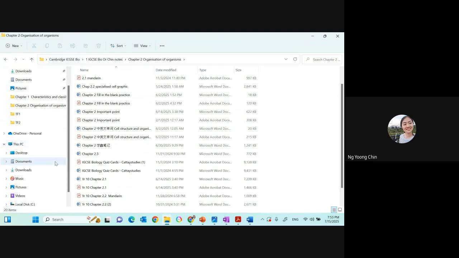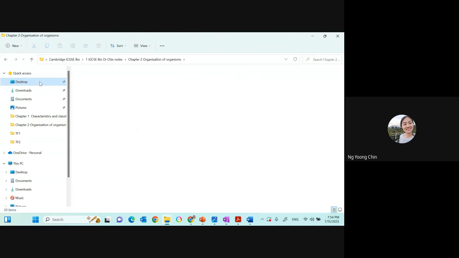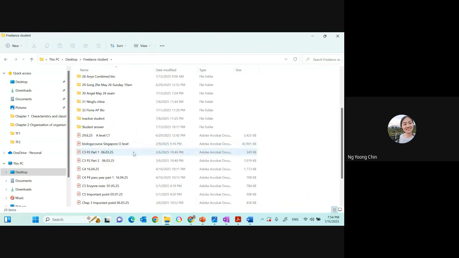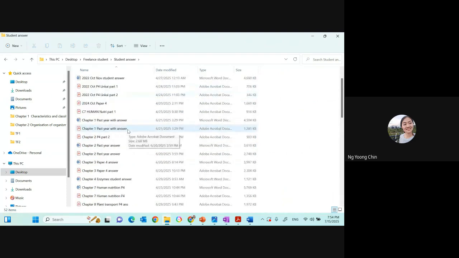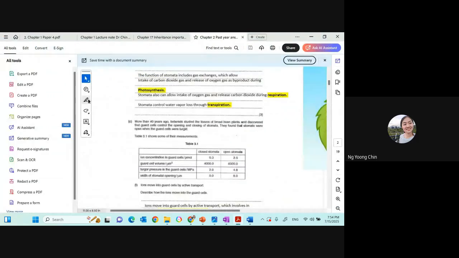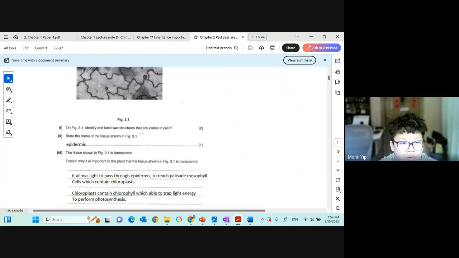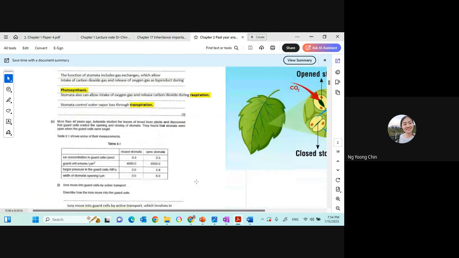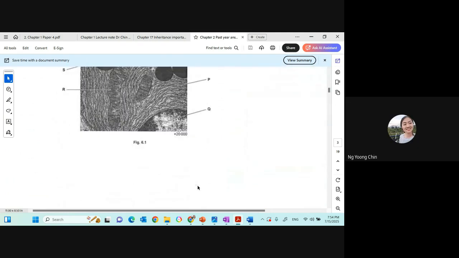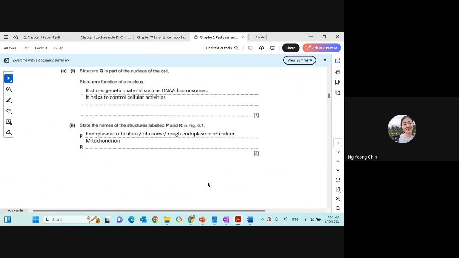I think I showed this one, right? Let me show you. I'll send you this, it's very important. This one, the student answer. The answer is ready for you. You just need to study the question and see how to answer it, what kind of keywords to write. Okay, I'll still give you homework, then that's all for today. I'll give you objective questions first.